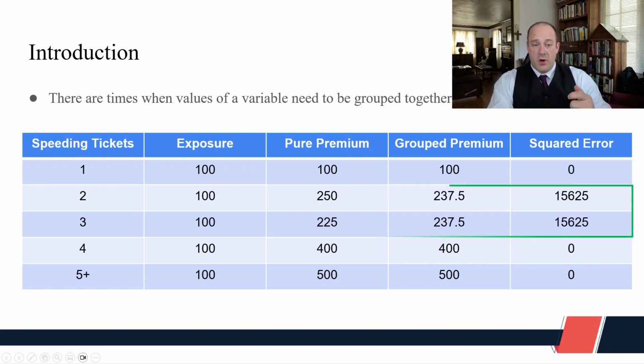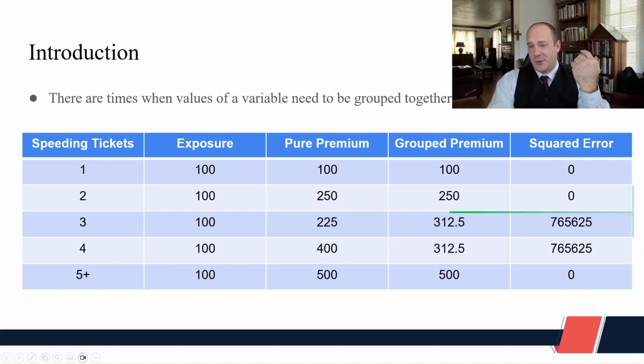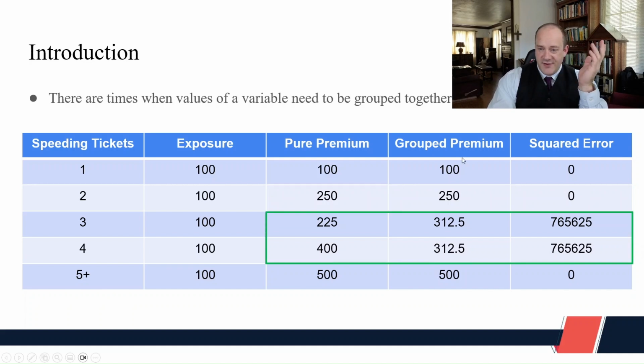Well, what if we group 2 and 3 together? And so what happened there? Well, when you do that, again, the average loss for each person in this group is going to be $237.50. You get a smaller squared error when you use these values and compare them to these values. And just for the fun of it, right, we might go, well, what happens if we group 3 and 4 together? Well, again, you get values that are increasing, like we did in the first two examples of grouping.